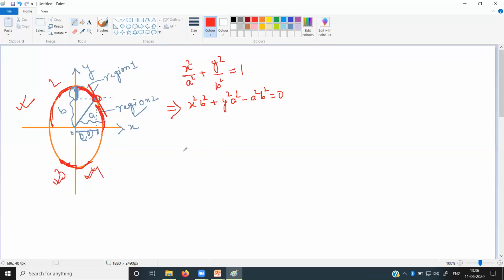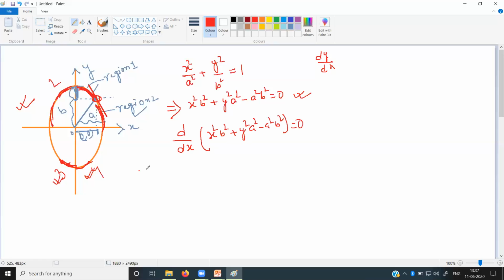Fine. Now how can we find out the equation of this tangent? We have to calculate the first order derivative with respect to x, because you know the slope of the line which is passing through this point is nothing but dy/dx. So we will differentiate this equation with respect to x. The equation is x square b square plus y square a square minus a square b square equals 0.